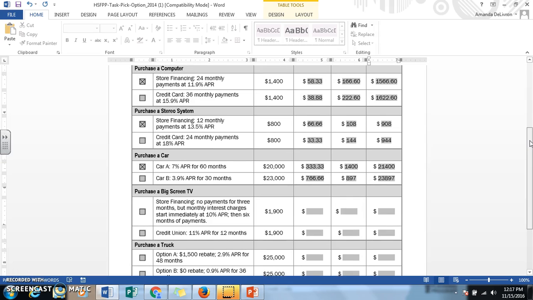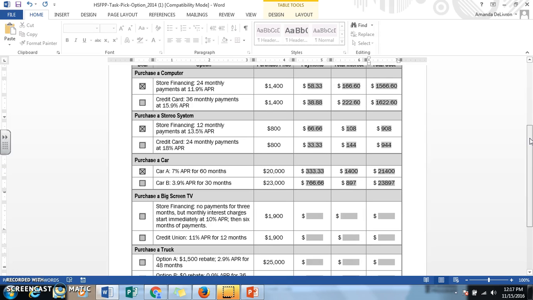I've gone through the first 2, the stereo system and car, and I found that the store financing and car A were the better options. So that is all that we're going to do today, is for you to finish the rest of these, and we will go over how the math is involved in the next lesson.